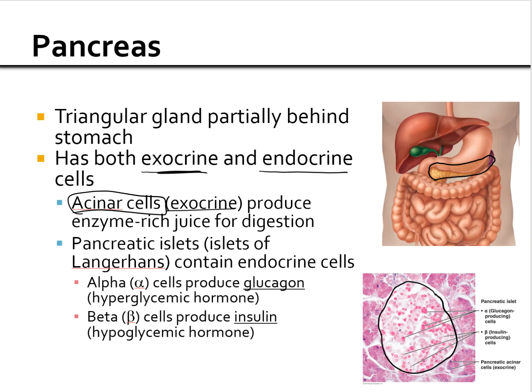And these are a hyperglycemic hormone, which means when our blood glucose levels are low, it will increase our glucose levels. And our beta cells will produce insulin, which is a hypoglycemic hormone, which means when our blood glucose levels are high, it will trigger the decrease of our blood glucose levels.